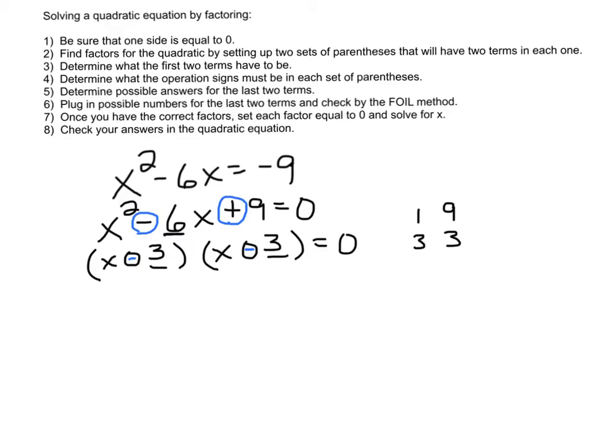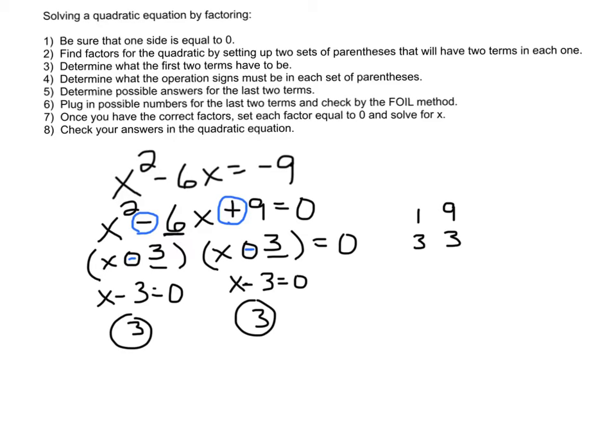The next thing says to check it by the FOIL method. I'm not going to do that right now. It is going to work, just for the sake of time. And now I need to set each factor equal to 0. So if I set this equal to 0, x minus 3 is equal to 0, so x is equal to 3. This is exactly the same thing. x minus 3 is equal to 0, so x is equal to 3.